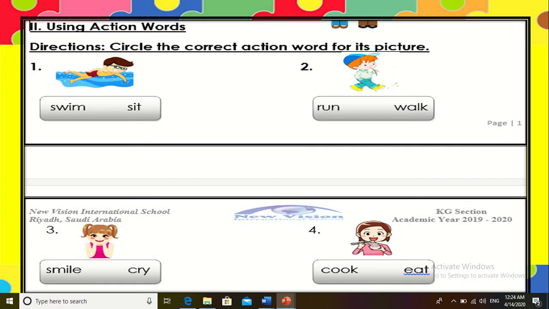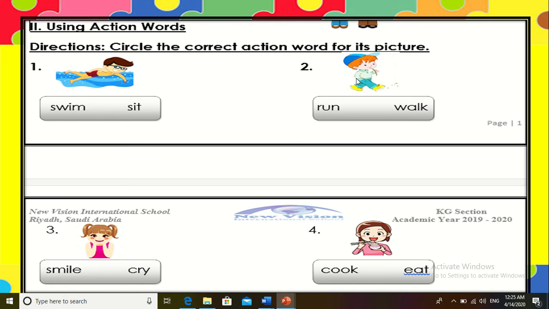Part 2, using action words or verbs. Directions, circle the correct action word for its picture. So you will look for the correct action word for the given picture. Number 1, what do you think is the boy doing in this picture? Is it swim or sit? Swim or sit?